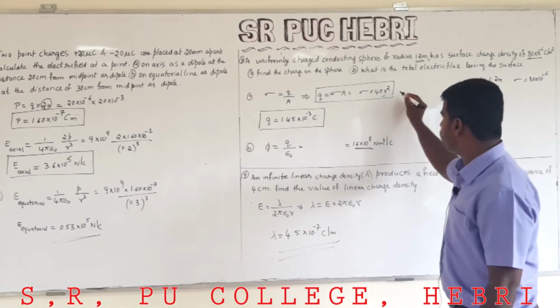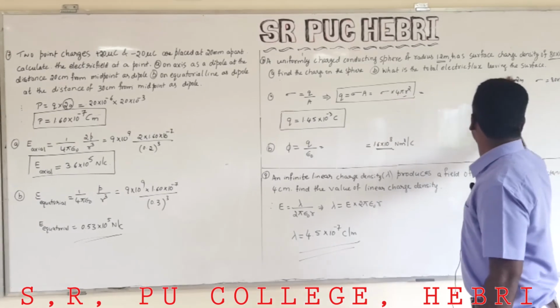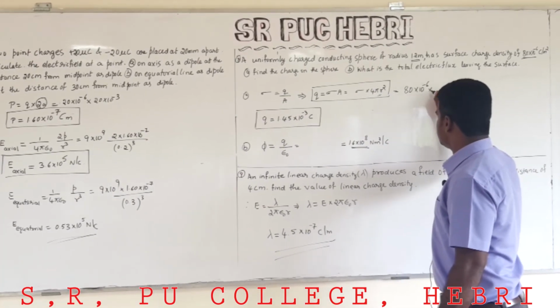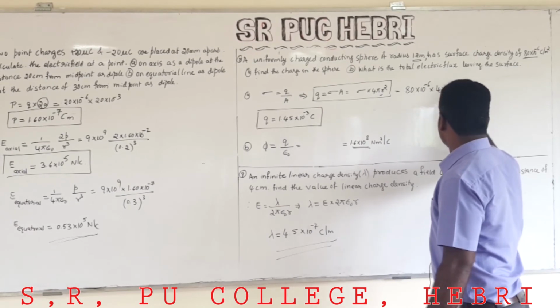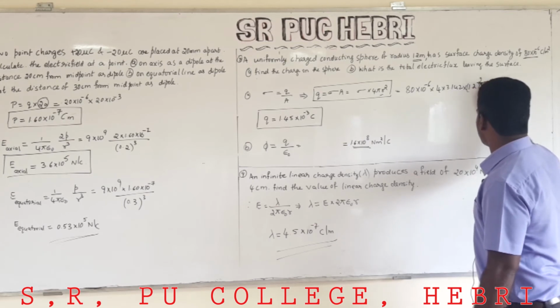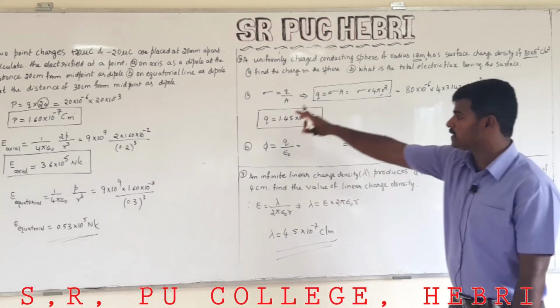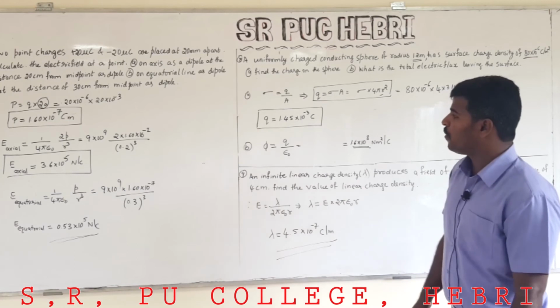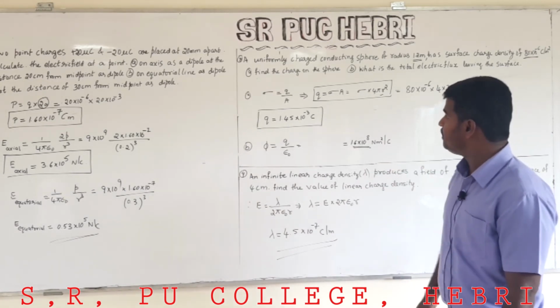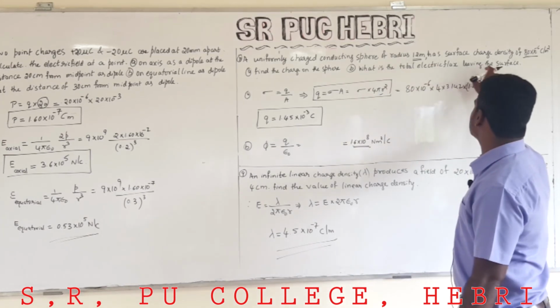By substituting the values, sigma will be 80 into 10 raised to the power minus 6, into 4 into pi value, which is 3.142, into the value of r, which is given as 1.2, whole square. By substituting this, the value of charge will be Q is equal to 1.45 into 10 raised to the power minus 3 coulomb. For question number B, what is the total electric flux leaving the surface?